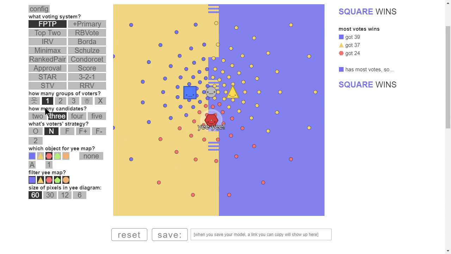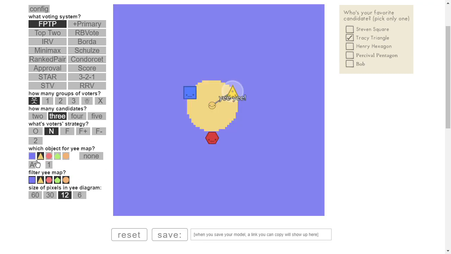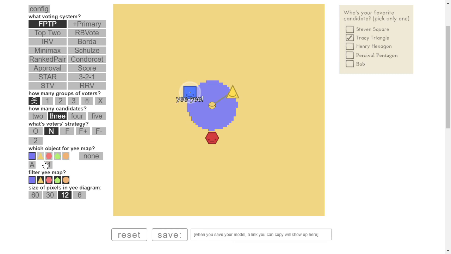So let me make that more clear with one voter. So here's one voter. He votes for whoever he's closest to. So if he's closest to red, then red wins. So if red moves into this circle, then he wins because he's closest. You can see this is a circle. By upping the resolution a little bit, there's a similar circle for yellow and blue. So blue has this winner circle.